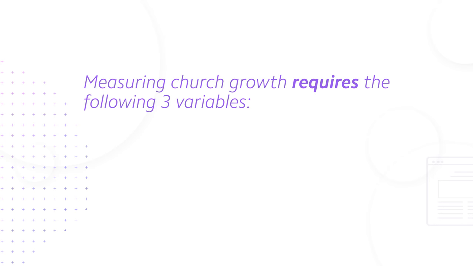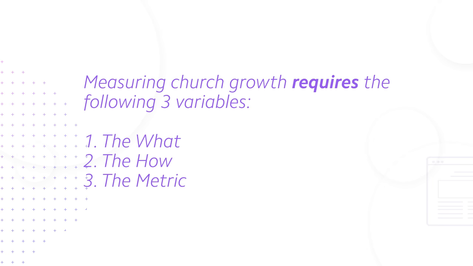And by now, I hope it's clear to you why church attendance is a problematic way of measuring church growth and health. On the other hand, I'm not suggesting you stop tracking church attendance altogether. It should be included in how you measure church growth, but it can't be everything. Want to know the best part? Well, there is a more holistic and accurate way of measuring church growth. Even better, there's a precise method for tracking church growth month after month after month. You see, measuring church growth requires the following three variables: the what, the how, and the metric.